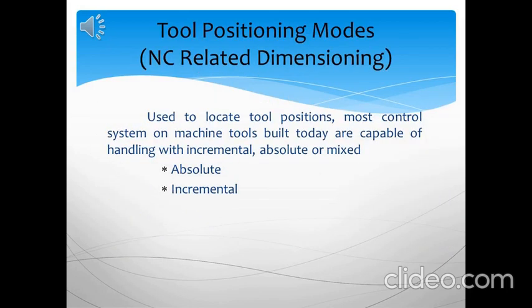The next topic is the tool positioning modes, also termed as NC related dimension. This is used to locate tool positions. Normally, two types of positioning modes are used. The first one is absolute, the second one is incremental.